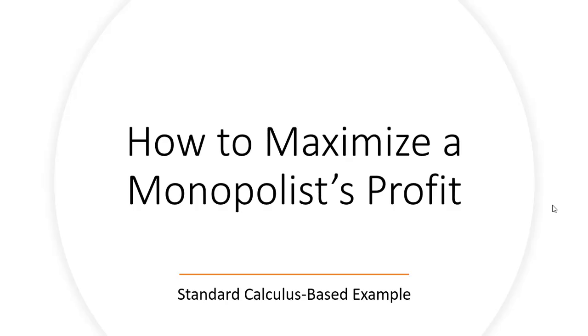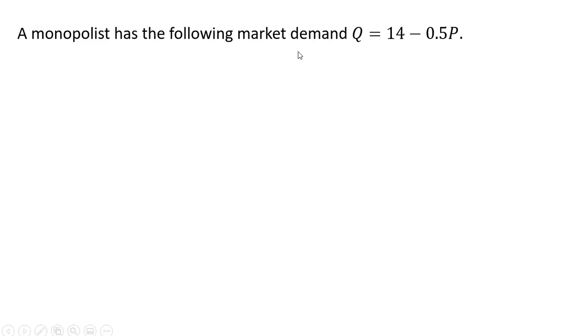Here we're going to look at how to maximize a monopolist profit. This will be a standard calculus-based example. A monopolist has the following market demand. Q equals 14 minus 0.5p.